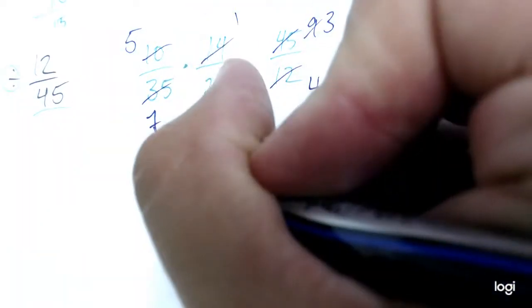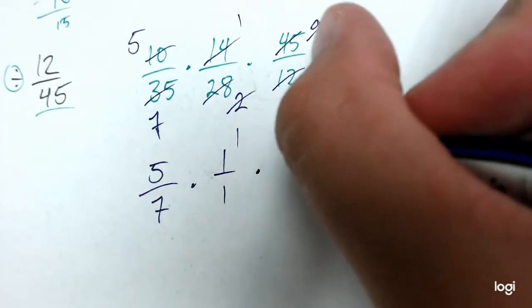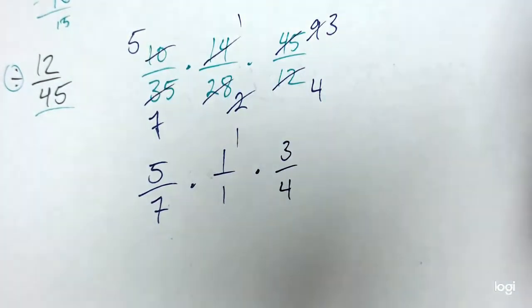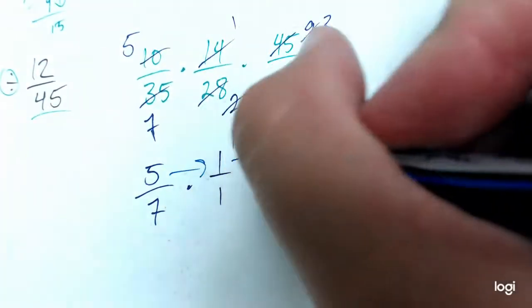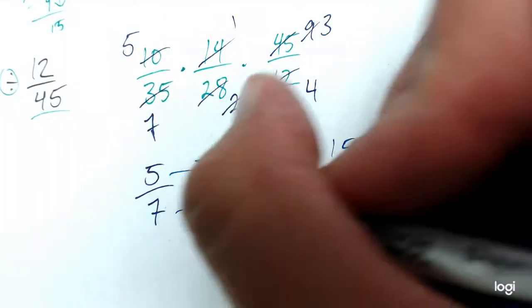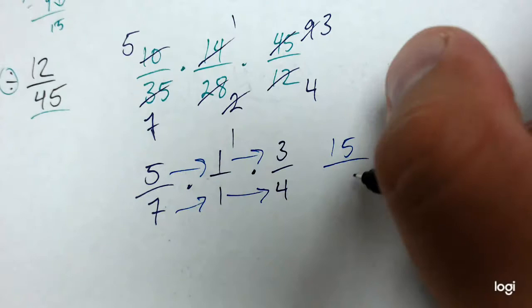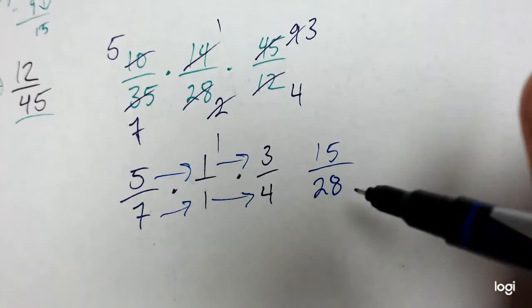So I'm going to go ahead and rewrite my whole equation. It's going to be 5/7 times 1 over 1 times 3 over 4. Now let's go ahead and multiply. 5 times 1 is 5, times 3 is 15, and 7 times 1 is 7, times 4 is 28. Okay, so now I've got 15 over 28.